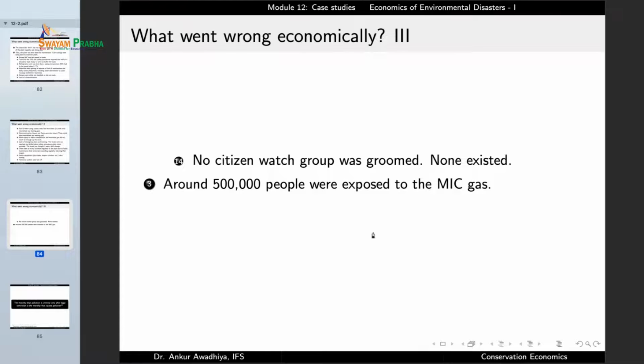So when there was the release of this gas, now this release happened because in one of the tanks, water got in because one of the valves was leaky. And when the water gets in, there is an exothermic reaction. The tank is already above the stipulated level of capacity, and it is kept much warmer than is desired.